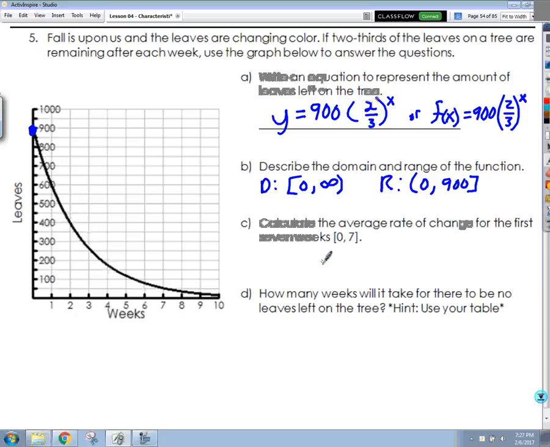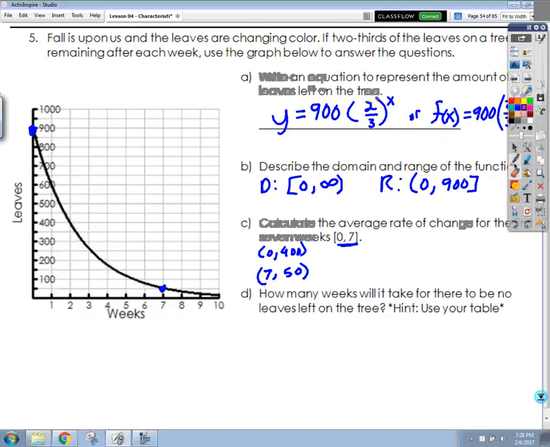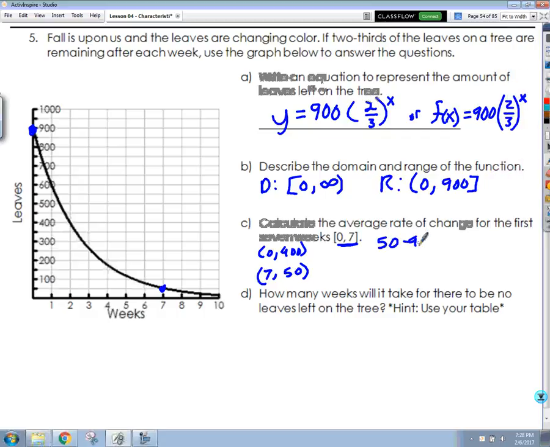Calculate the average rate of change for the first 7 weeks, 0 to 7. So, again, let's get some points, (0, 900). Because remember, these are x values. Plug in 7, and we get 50. And I'm basing all of this off of the graph. Plug it in. Oopsie daisy. Now 50 will be first because that's the second point. 50 minus 900 all over 7 minus 0, and we get negative 850 all divided by 7, which gives us about negative 121.4. Okay, that makes sense because it's decreasing. It should be a negative.